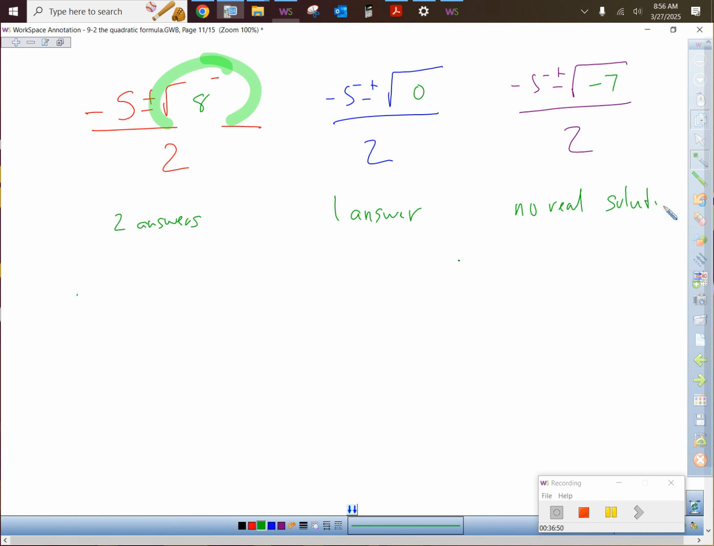That is all about the discriminant. If the discriminant is positive, you will get 2 answers back. If the discriminant is 0, you will get 1 answer back. If the discriminant is negative, you will get no real answers back. So that's what the backside is all about.